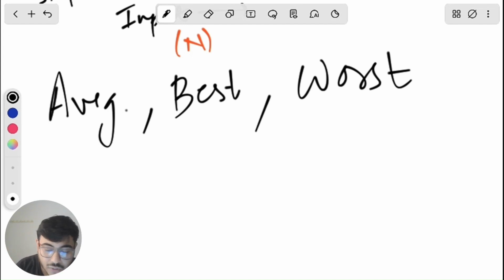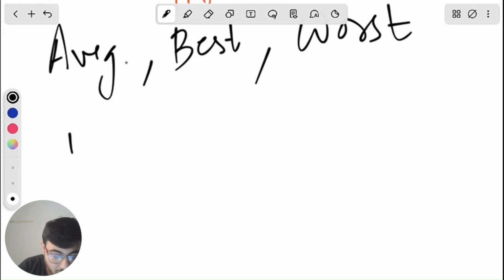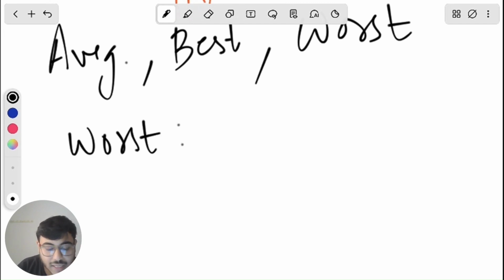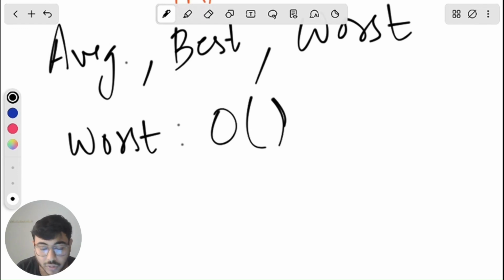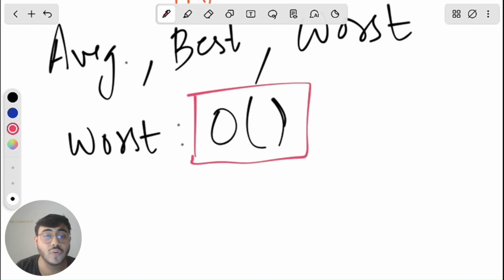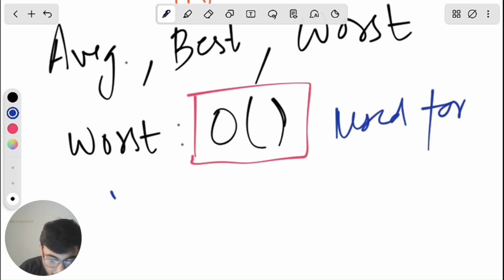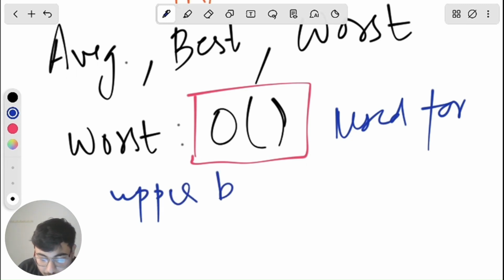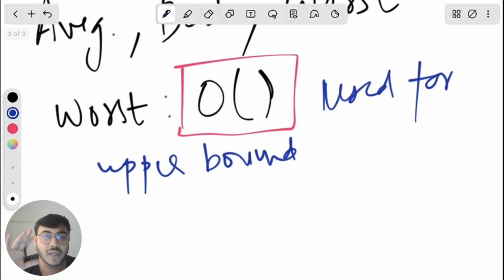First of all, let's talk about the worst case complexity, and I'll also write the notation used for each of them. Worst case time complexity is generally known by the big O function, order whatever you write. This gives you an upper bound to your runtime. What upper bound means is that regardless of whatever the input size is, your problem will be solved by this algorithm within this many steps.